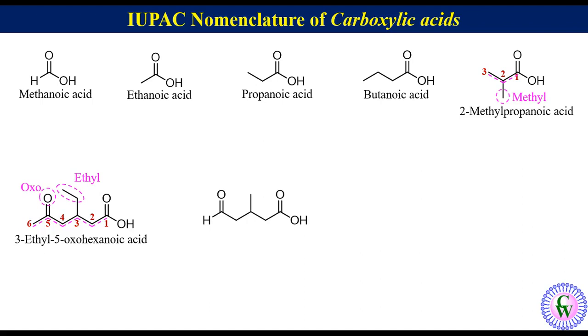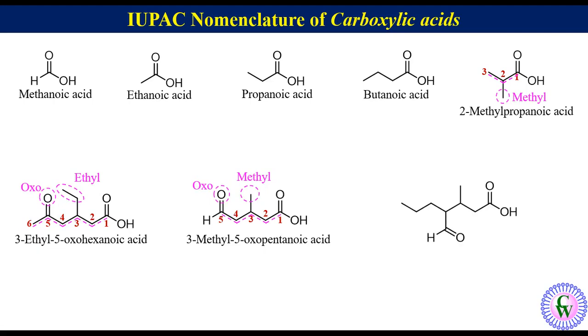Molecule with carboxylic acid and aldehyde group. In this molecule, this is the parent chain with 5 carbon atoms. Numbering will be 1, 2, 3, 4 and 5 like this. There is a methyl group at C3. Since aldehyde is also the part of parent chain, so only oxygen will be treated as the substituent called oxo. So the IUPAC name will be 3-methyl 5-oxopentanoic acid.